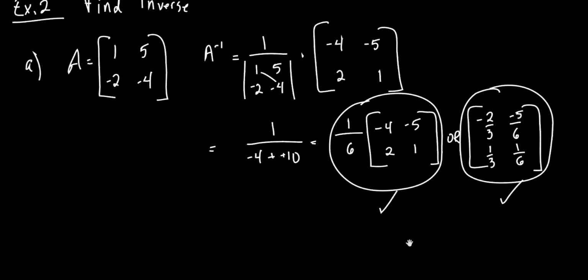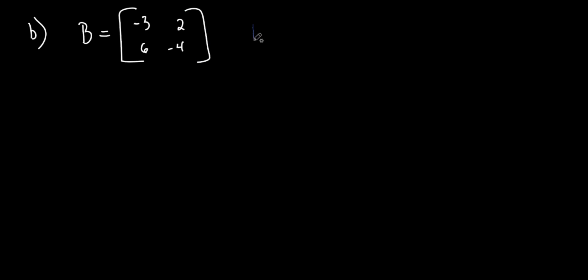Everybody good? All right, let's do another one. Let's do part B. They call it matrix B for part B: -3, 2, 6, -4. And you are finding the inverse matrix of this thing right here.